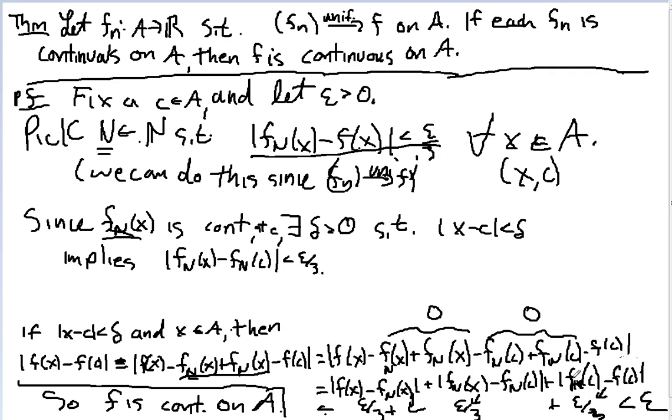Similarly over here, f_N minus f is going to be less than epsilon over 3 as long as the inputs are the same. The inputs are both c, so we're good. Finally, since f_N(x) minus f_N(c), because f_N is continuous, I know that this is less than epsilon over 3. So I get |f(x) - f(c)| is less than epsilon over 3 plus epsilon over 3 plus epsilon over 3, which equals epsilon. So f is continuous in A, and we're done.